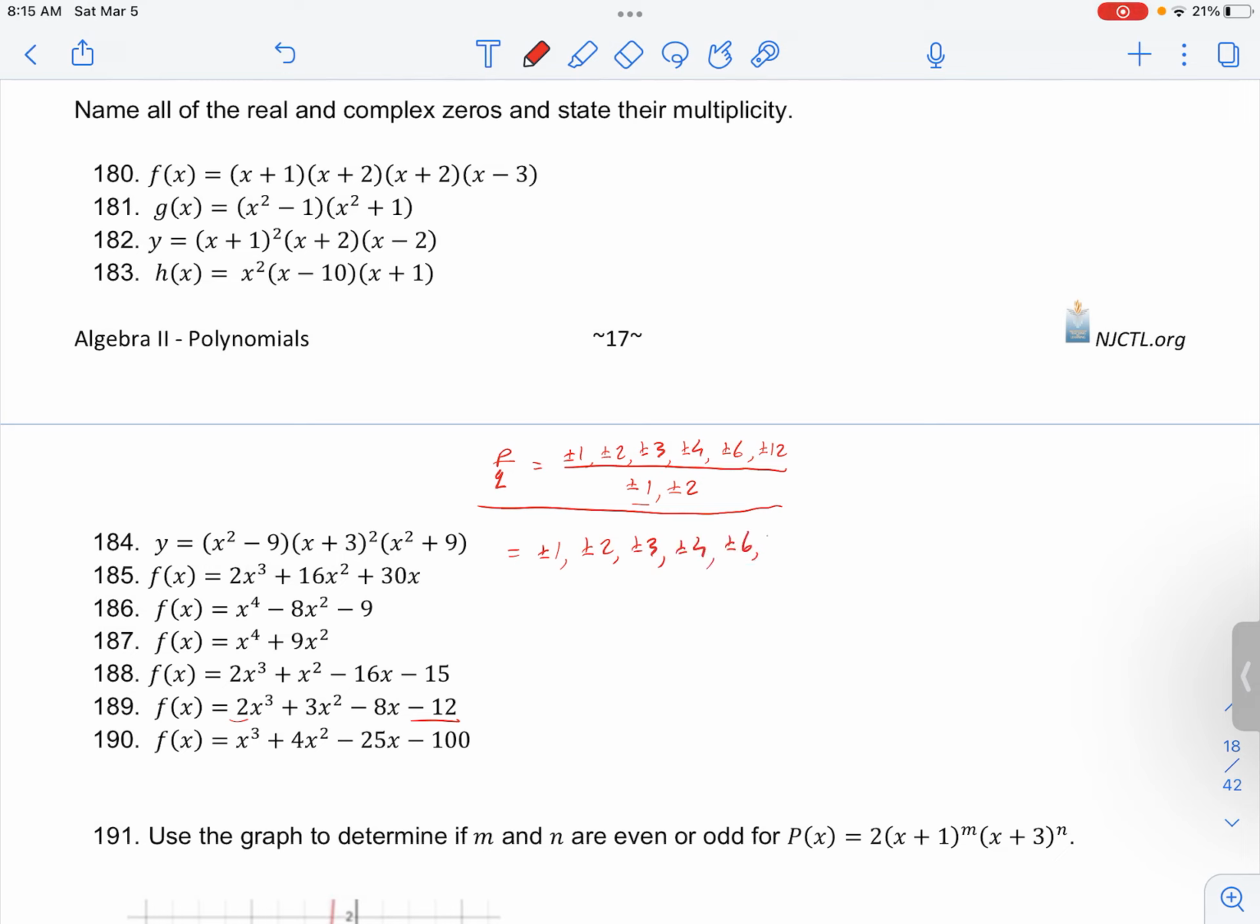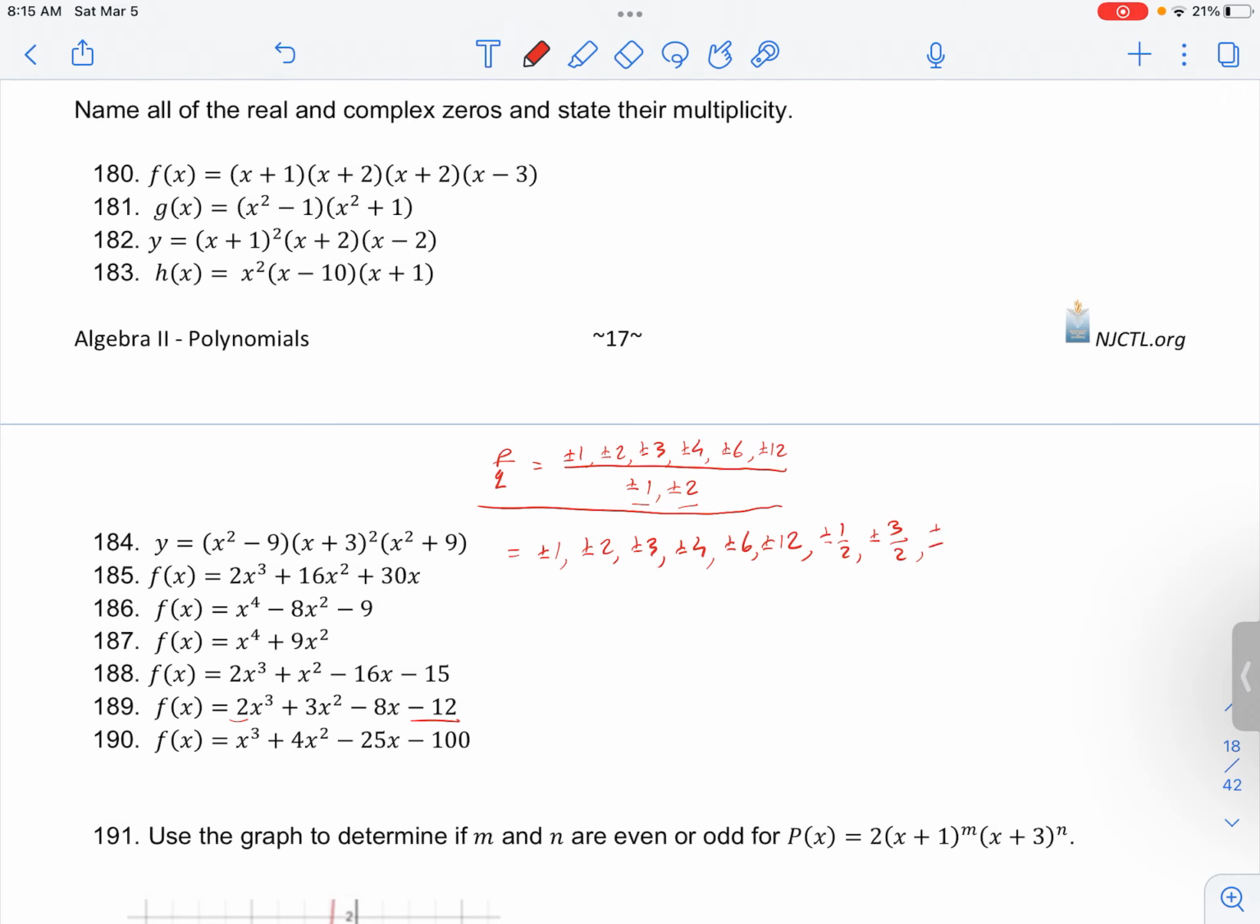And we also know that they can be over 2. So we have more. We have plus or minus 1/2, plus or minus 1. We already covered that one here, so I'm going to leave it out. Then we can have plus or minus 3/2, plus or minus 4 over 2 is 2. We already covered that one as well, so I'm going to leave it out.